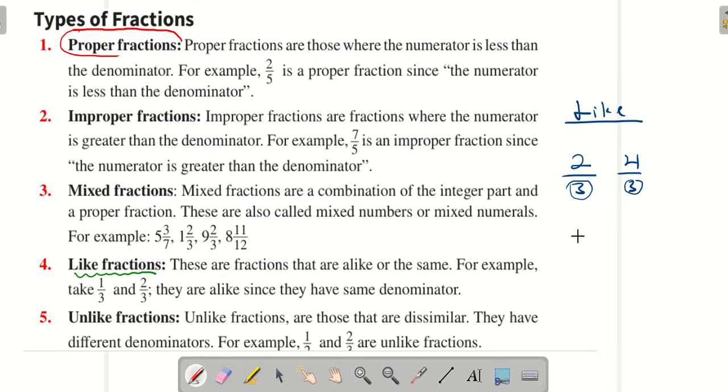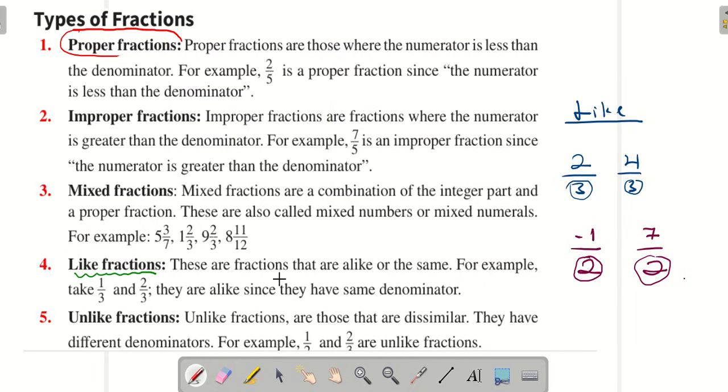So I can write, let's say, -1/2. Then I have, let's say, 7/2. These two fractions are alike because they all have the same denominator. Good. Now let's move on to the fifth type, which is unlike fractions.